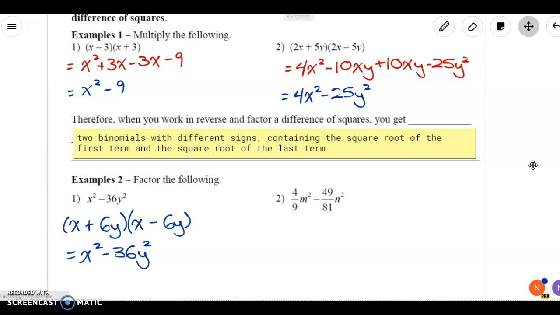Okay? The brackets with the two binomials is what we consider our factored form. That's what we're trying to get. If we want to check and make sure our factored form is correct, we can multiply it out again and make sure we end up with what we started with. So why don't you pause the video, try and do the same thing for the second example.